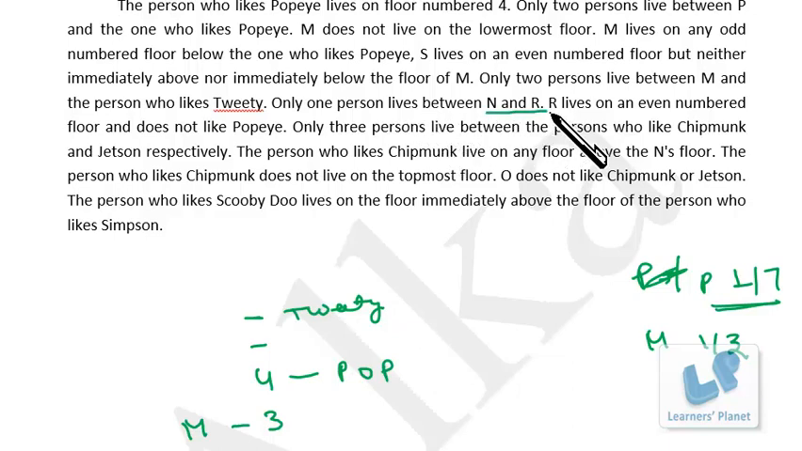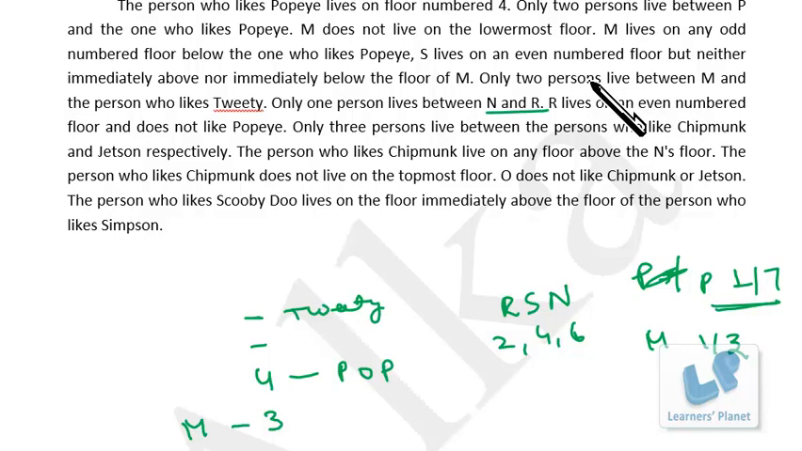Only one person lives between N and R. R lives on an even numbered floor. Okay. So R is 2, 4 and 6, and since only one person lives between N and R, N should also be at an even number. Okay, so it can be a 2, 4 or 4, 6 combination. One more thing, S lives on an even numbered floor. So R, S, N, they are occupying 2, 4, 6. We do not know the order. Let's find it out.